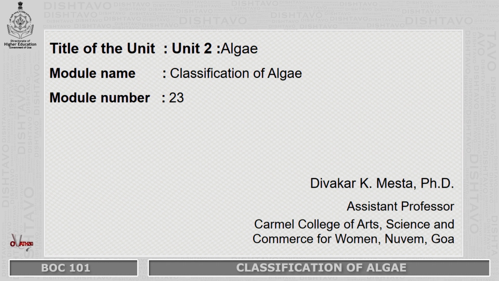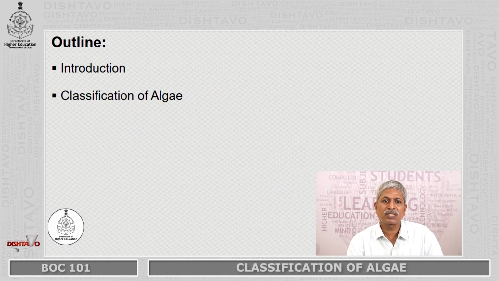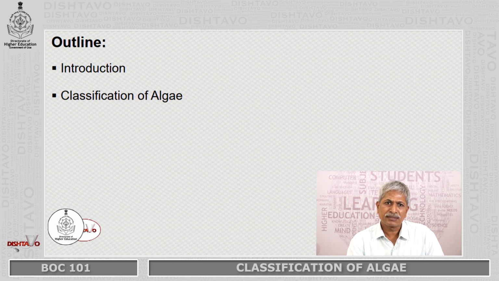Welcome students. Today we are going to have unit 2 algae, that is module number 23, classification of algae. The broad outline of the module is, initially we will have a brief introduction about the classification, then we will have classification of algae, what are the different divisions under this algae, and some of the major characteristics and a few examples for each division we will learn today.